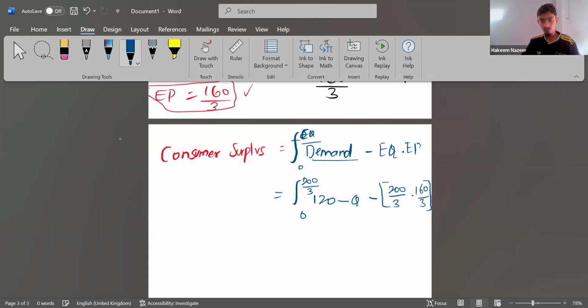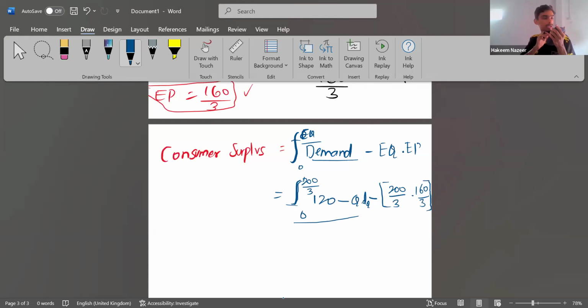Then we need to integrate. We need to put dq here, right? We need to integrate this with respect to dq. There is an easy way. We can calculate this on the calculator.